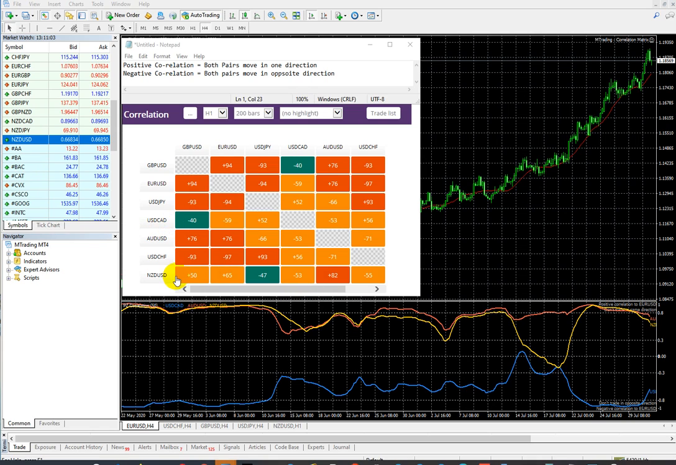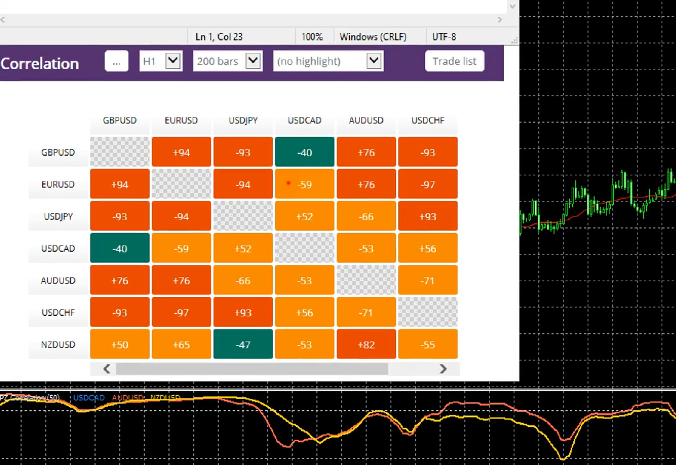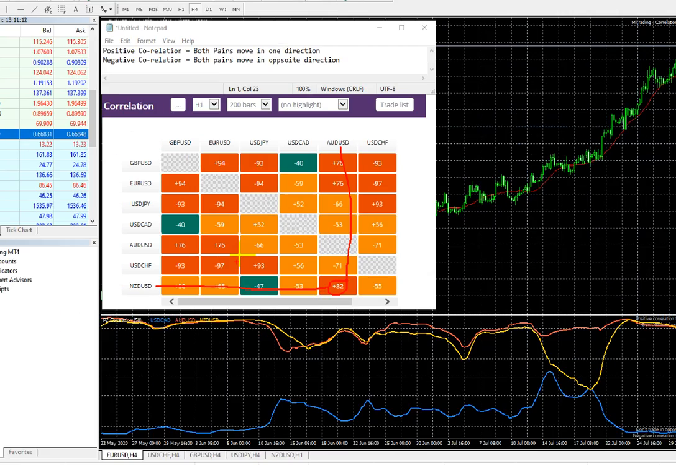Just as an example, we'll see NZD/USD and AUD/USD. Let me zoom in once again. This is AUD/USD, this is NZD/USD, and they have a plus 82 correlation with each other. It means when AUD/USD goes up, NZD/USD will also go up. When AUD/USD goes down, NZD/USD will also go down.